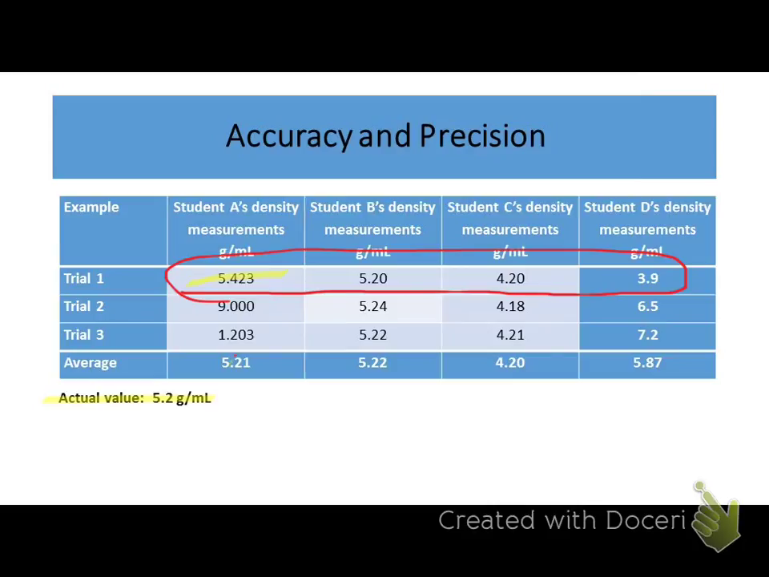Alright, so hopefully this makes sense to you. If you need to review this section, I would. On the quiz, I'm going to give you something similar to this idea, where I'll give you a set of data points and you'll have to determine which ones are accurate and which ones are precise. Alright? Well, that is it for this lecture video.